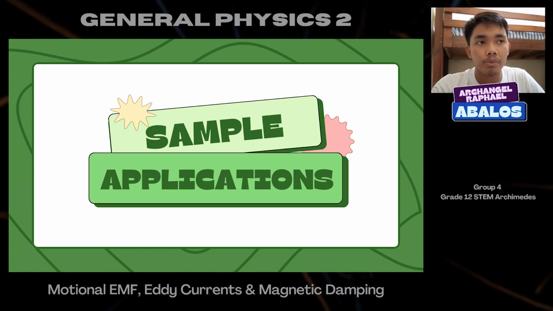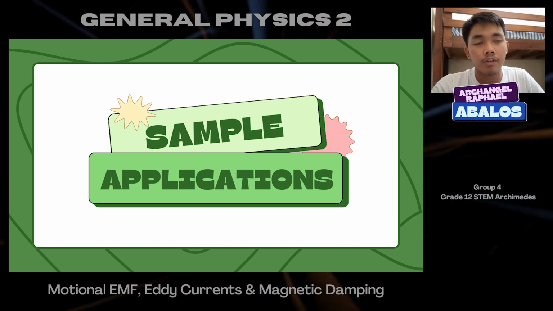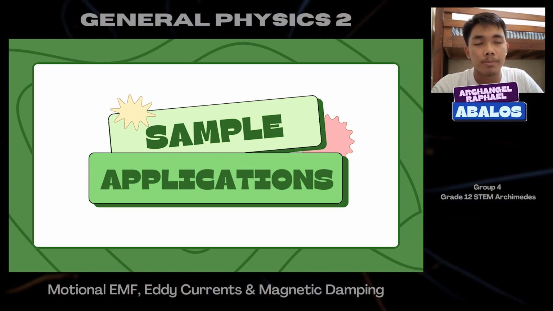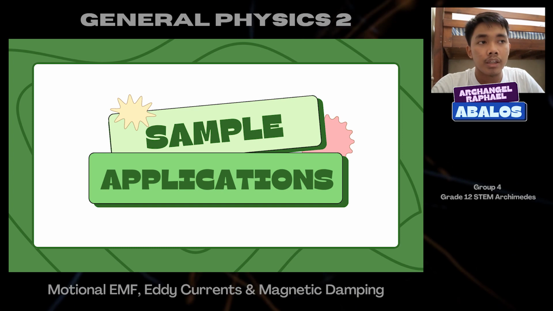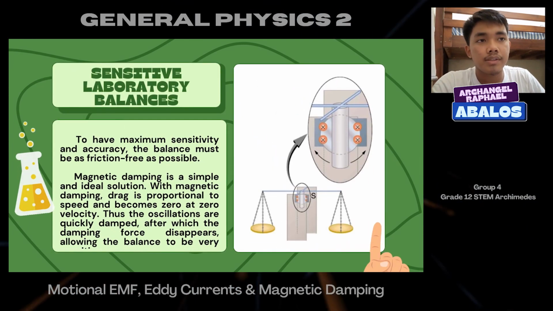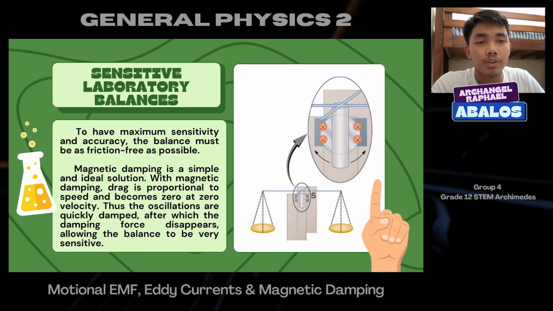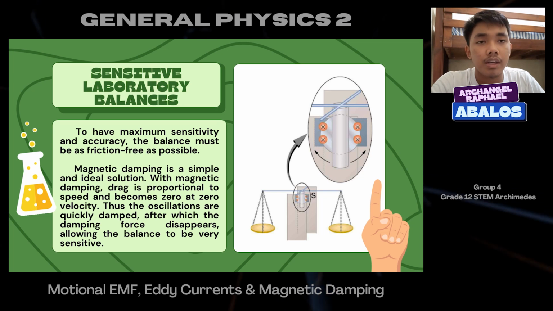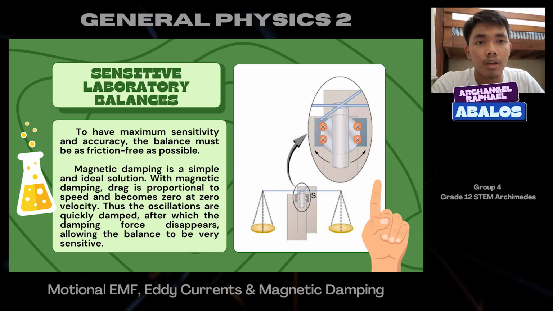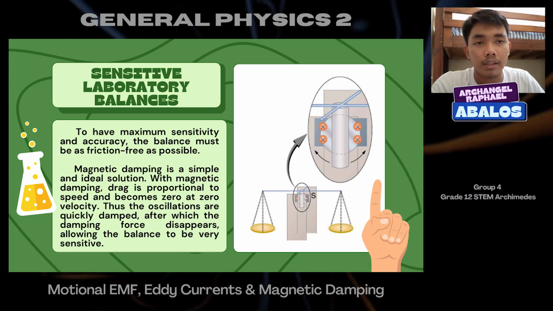So ngayon naman, we will provide more applications of eddy currents at magnetic damping from OpenStax College Physics Chapter 23.4, Eddy Currents and Magnetic Damping. So for number 1, sensitive laboratory balances. To have maximum sensitivity and accuracy, the balance must be as friction-free as possible. Pero kung ito ay walang friction, then mag-oscillate ito ng napakatagal.